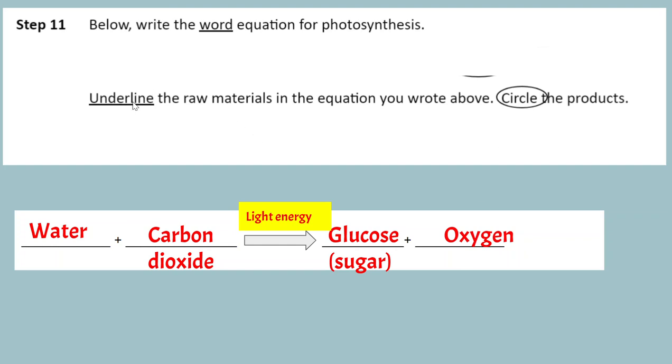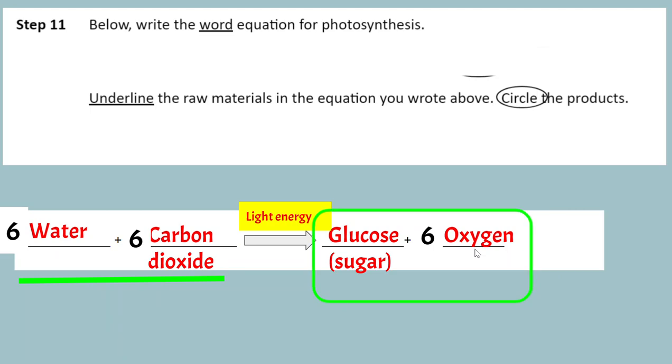Okay, so if we want to underline the raw materials or reactants, that's going to be the water and the carbon dioxide, right? So those are our reactants or our ingredients or raw materials. And we're going to circle the products. Our products are glucose and oxygen.